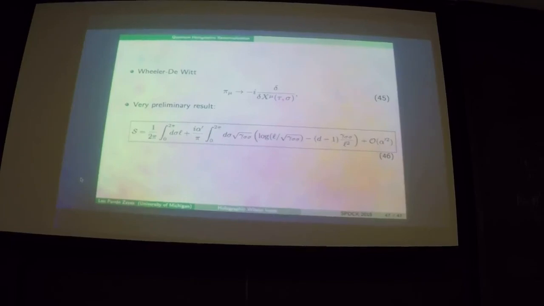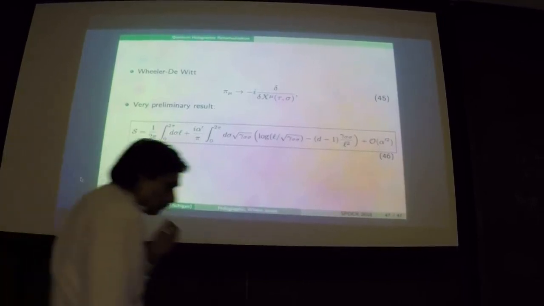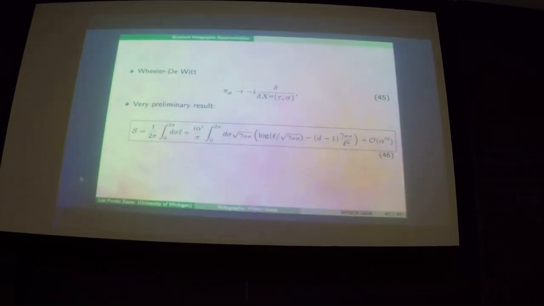Yes. Just let me clarify. So you think that maybe there is a normalized action, and if we calculate one loop using this action, then we will match the field theory.